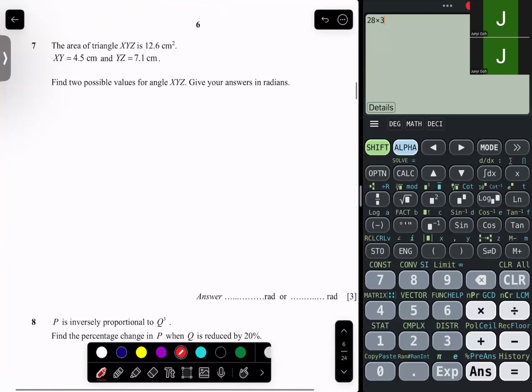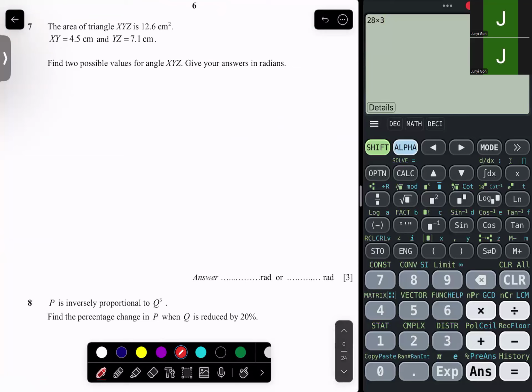Okay, question 7. The area of the triangle XYZ is 12.6 centimeters squared. XY equals 4.5, YZ equals 7.1. Find 2 possible values for angle XYZ. Give your answer in radians. Since they want the answer in radians, we need a recap of what is a radian. Radian has a conversion that pi radians is equal to 180 degrees. Let's keep this down here.